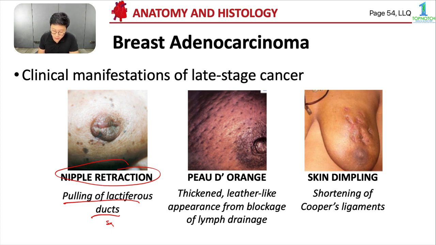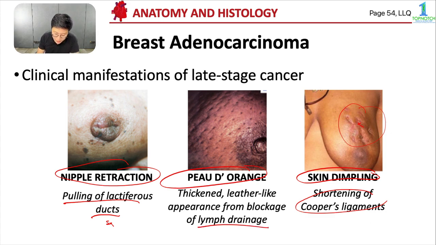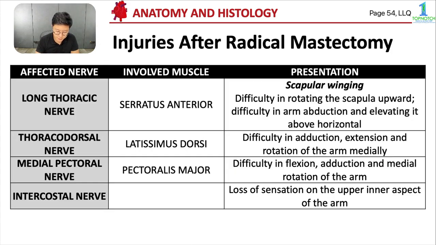What happens when the Cooper's ligaments are destroyed or shortened is skin dimpling. So this is in other areas, not the nipple. Because the Cooper's ligaments attach the breast tissue to the dermis. So this is what happens when they shorten, the skin dimples. Peau d'orange happens when there is lymph drainage obstruction from microembolisms of cancer cells in the lymph vessels. So what happens is that there's a thickened, leather-like appearance of the skin.